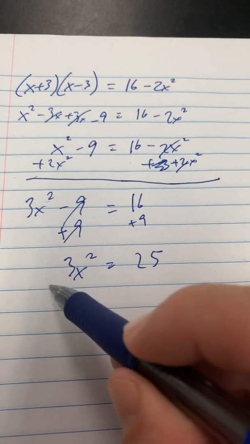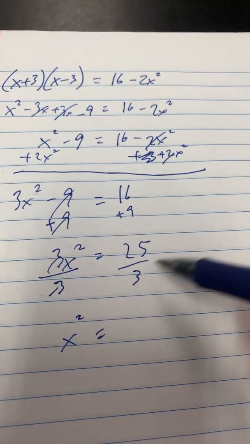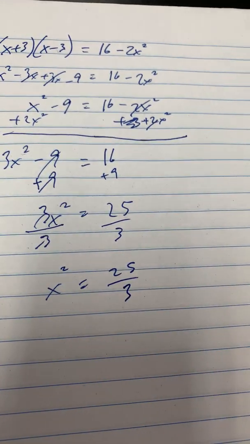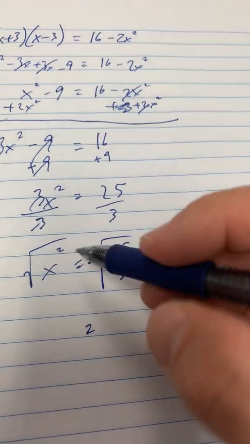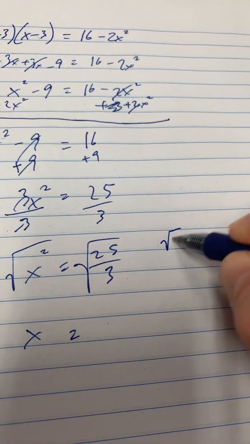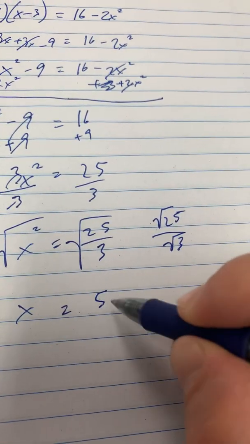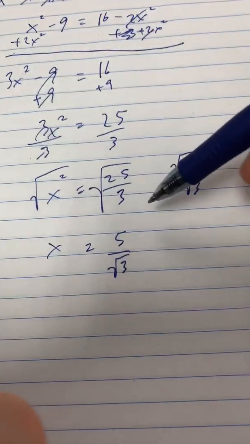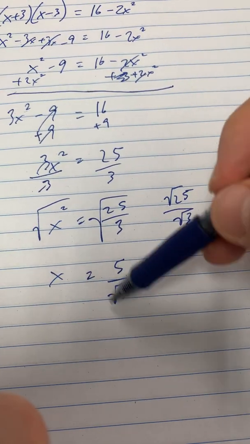Okay. Divide both sides by 3. x squared equals 25 over 3. Okay, we're going to square root both sides. We get x equals, now remember this is the same thing as the square root of 25 over the square root of 3. So we're going to get 5 over the square root of 3. Now remember, we can't leave this radical in the denominator.